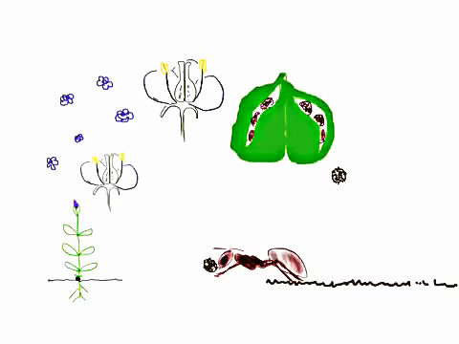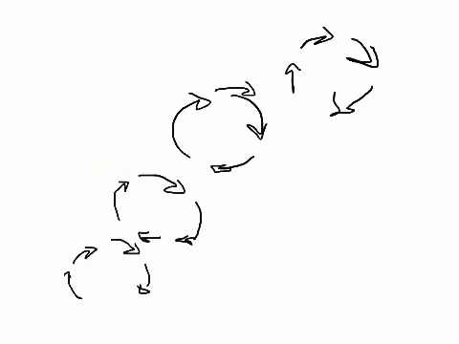There's the ant goes. And what I wanted to say about this is that it's a cycle. It's like a helix. It repeats itself every generation over and over and over again. Plants are on the move.